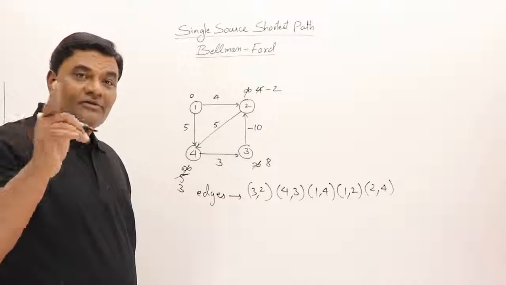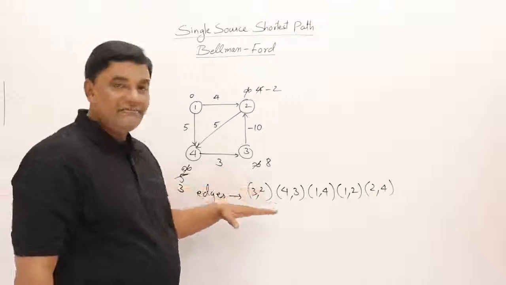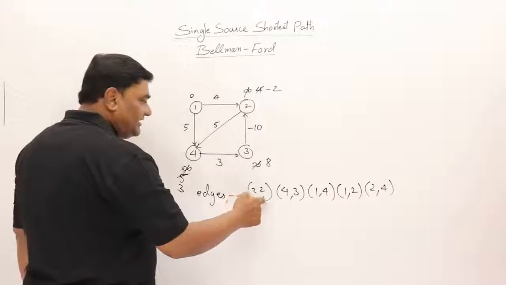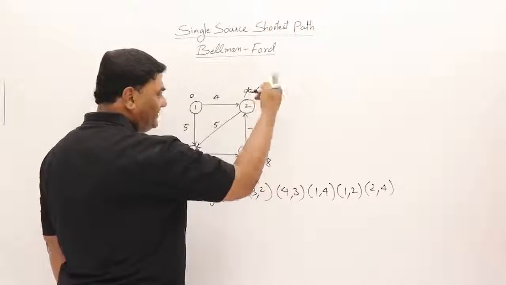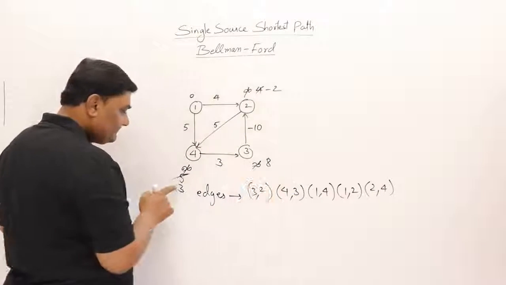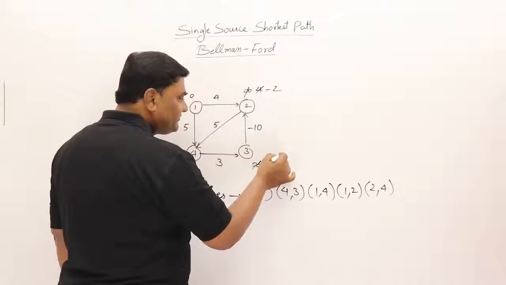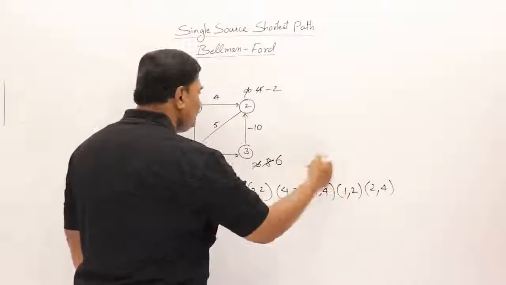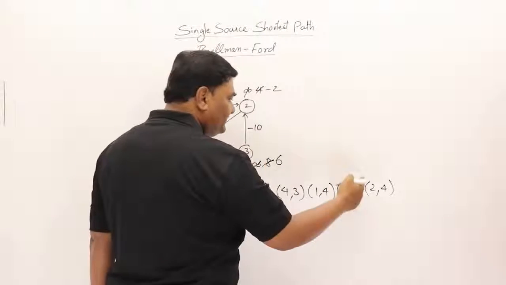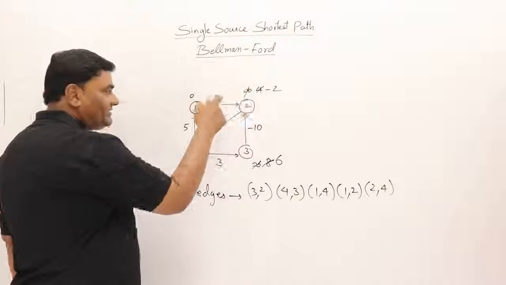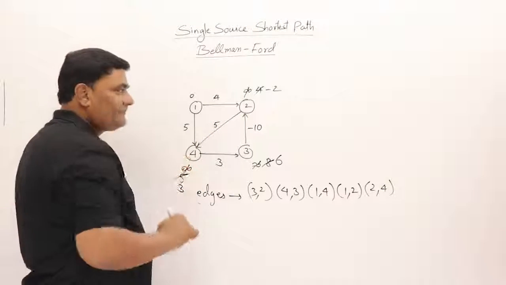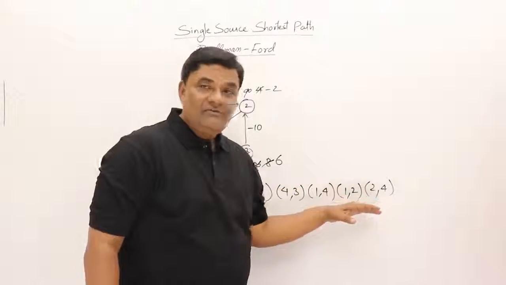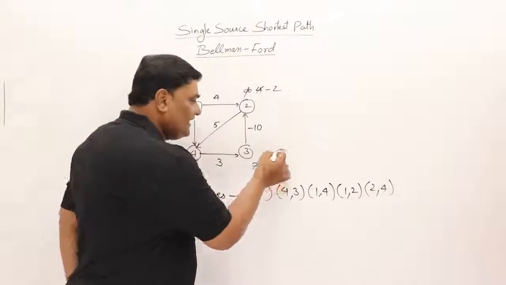Let me try one more time. Already n minus 1 times I have done, but let me try one more time and check. 3 to 2, 8 minus 10 is minus 2 only. Yes. 4 to 3, 3 plus 3, 6. Oh, this is changing. 1 to 4 will remain the same, 1 to 2 also remains minus 2 only, and 2 to 4, minus 2 plus 5 is 3 only. So one more vertex has just now relaxed.